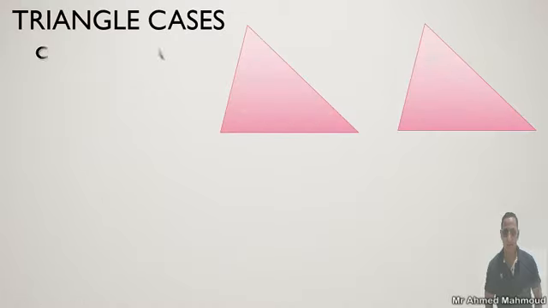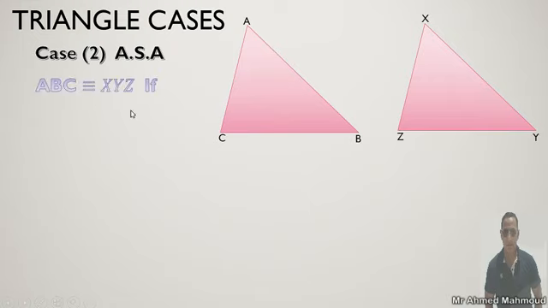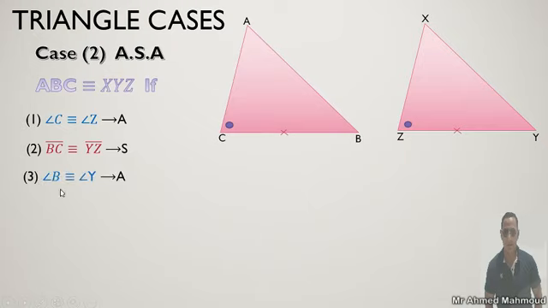Here we have two triangles. The case called A.S.A., angle side angle. Triangle ABC and triangle XYZ are congruent if, let's see the three givens. Number one, angle C must equal angle Z, for example. Number two, BC equal to YZ. Number three, angle B congruent to angle Y.